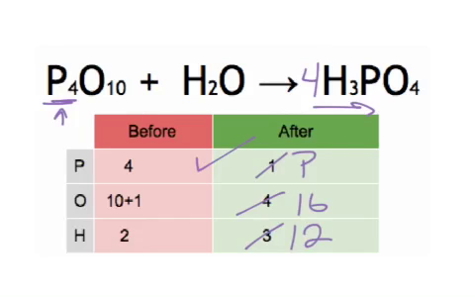If we're going to fix that, the only way, again, oxygen's still not that easy because it's split up into more than one place. So I'm going to balance hydrogen with a 6 here. That changes my hydrogen to 12.